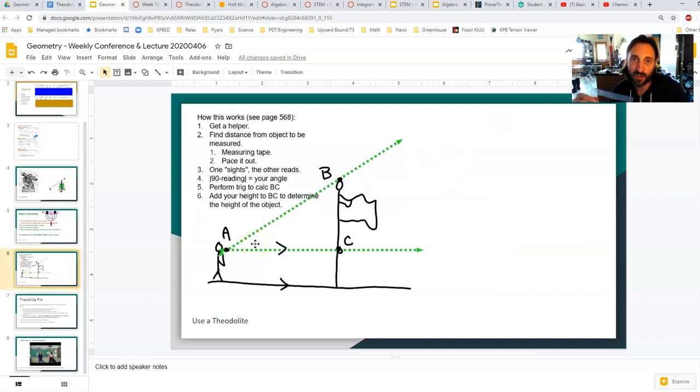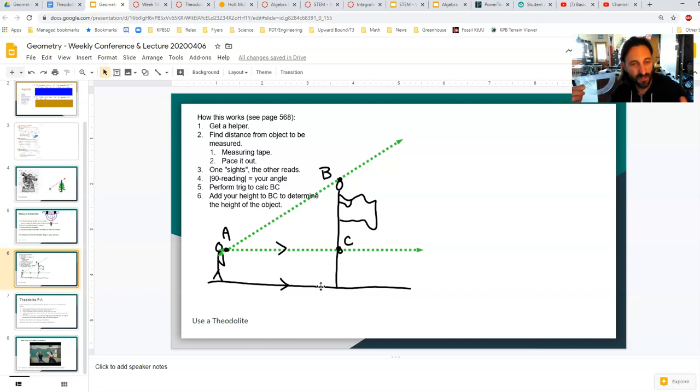Number one, it's better if you have a helper. If you don't have a helper, that's okay. Don't worry about it. You can actually do this by yourself. So what you're going to do, you go outside, you find an object, and you're going to record your distance from the object. Now notice your eye is the same distance from the object as your feet. Clever, right? Now if you don't have a measuring tape, pace it out. Every 2 steps is 1 pace.